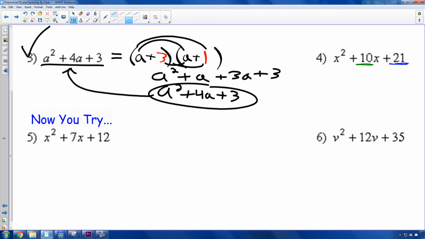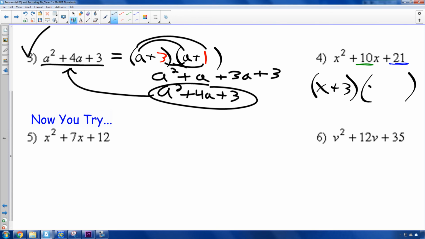So I think of numbers that multiply to 21, and I say, okay, well, my options are 21 times 1 and 7 times 3. Yes? What is 7 plus 3? Just so happens to be 10. So I can do x plus 3, x plus 7, or the opposite order.